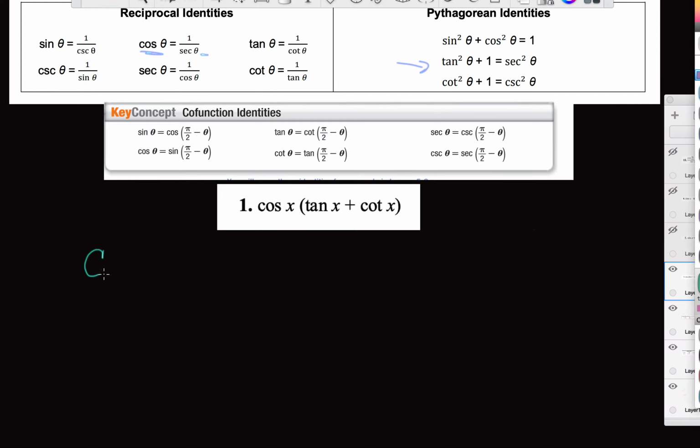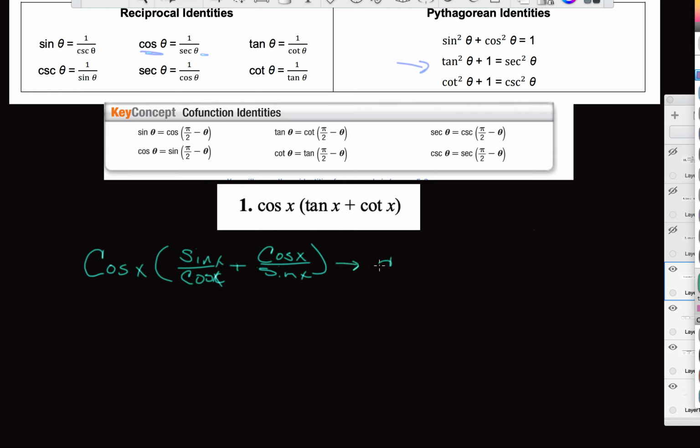All right, so it starts with cosine x, and inside here we're going to have tangent, which is sine x over cosine x. And then we have cotangent, which is the reciprocal of this, so it's going to be cosine x over sine x. All right, and then we can't do this addition until we have like denominators. So I have to multiply to get like denominators, but I can only multiply by a factor of one, right? I can't change this in any way. So this side I'm going to multiply by sine x over sine x, and this side I'm going to multiply by cosine x over cosine x.